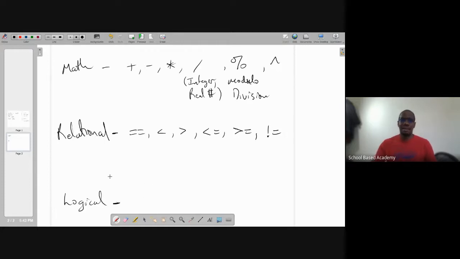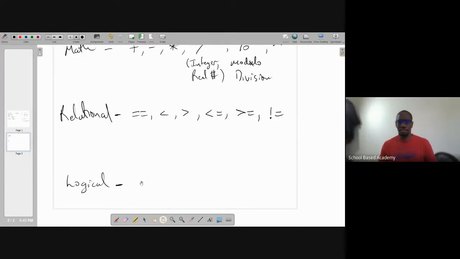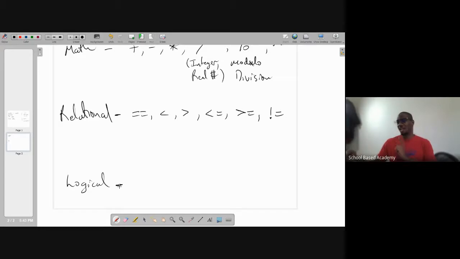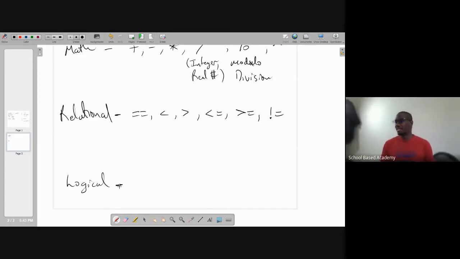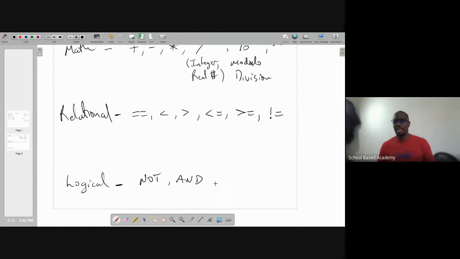And lastly, we have the logical operators, which are? True or false? No, that's the logical data set. The operators are, oh yeah, not, and, or. Good. So how do these work?